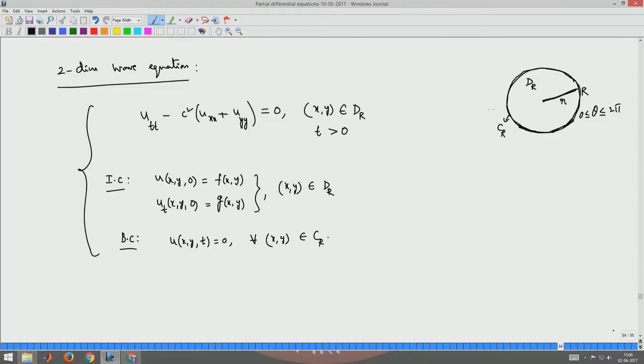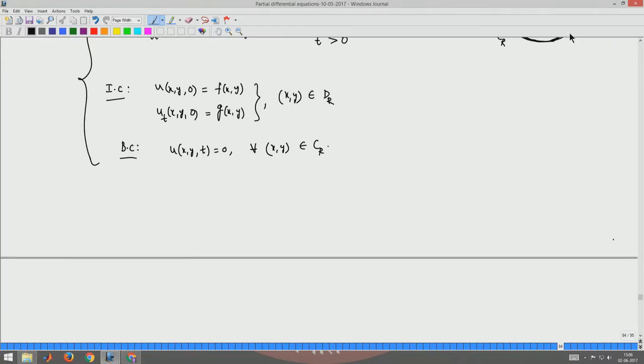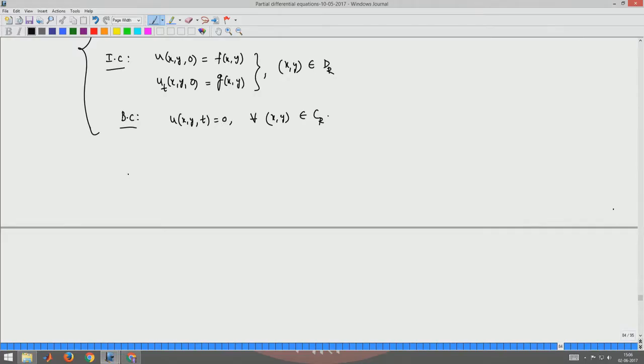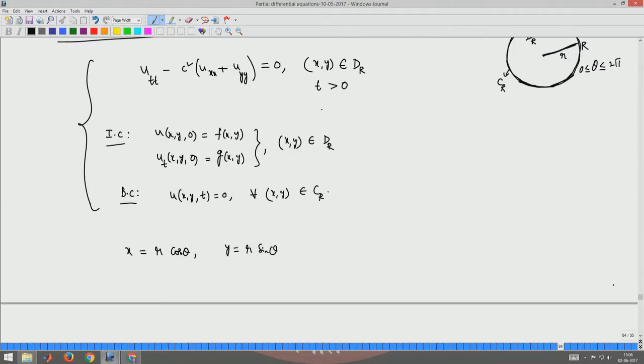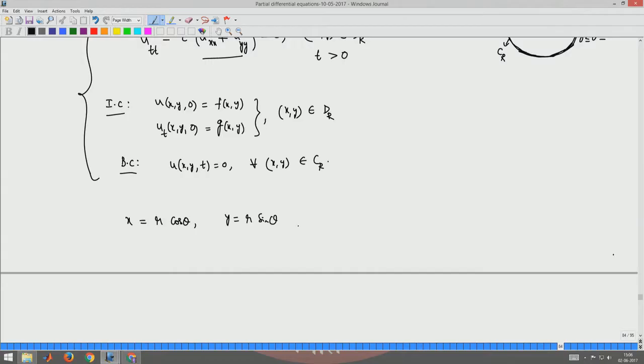Because you are solving over this circular domain, we can reduce this equation into polar coordinates. In polar coordinates, x equals r cos theta and y equals r sin theta. We want to reduce the spatial variables into these polar variables r and theta, where r is positive and theta is between 0 and 2 pi.